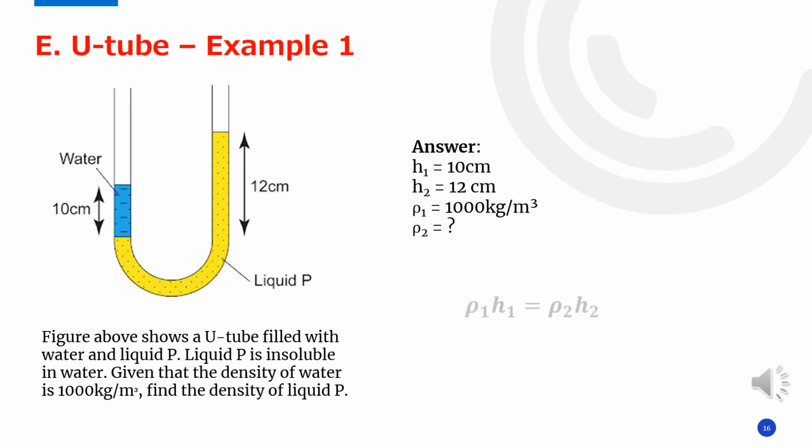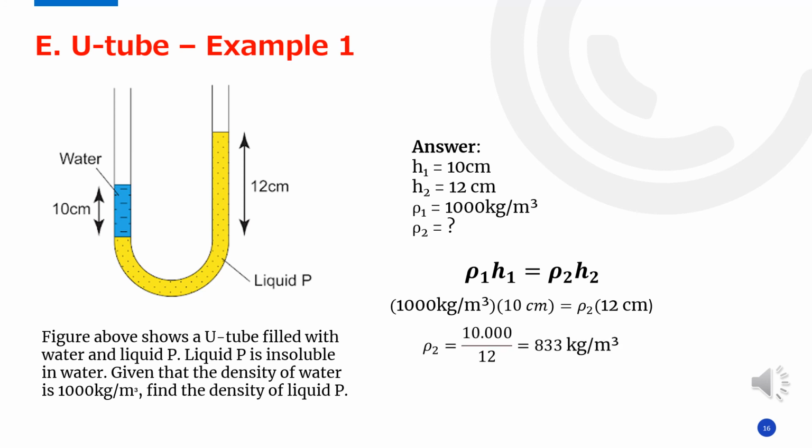So by using the formula, rho 1 times h1 equals rho 2 times h2, we can substitute 1000 kg per meter cubed times 10 centimeters equals rho 2 times 12 centimeters. So rho 2 equals 10,000 divided by 12. So therefore, the density of liquid P is 833 kg per meter cubed.